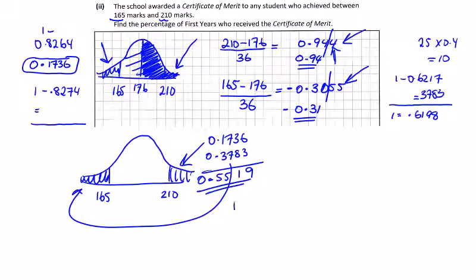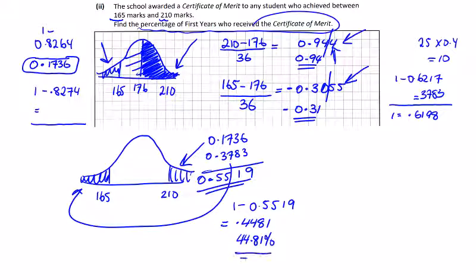So the bit in the middle, 1 minus 0.5519. That's not the only way to do this question. I just like identifying it this way. That's going to leave 0.4481. And we're asked to find the percentage of first years who received the certificate of merit. So that's 44.81% of first years getting their certificate.